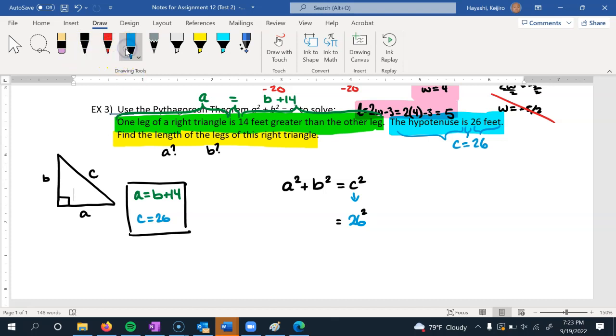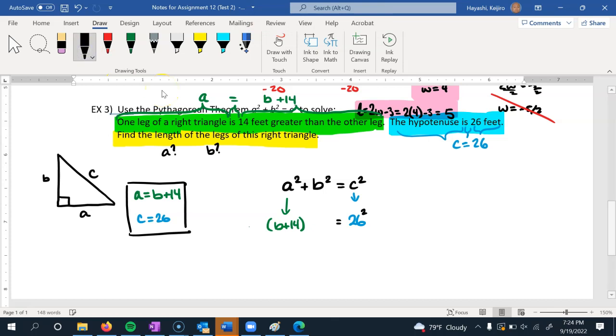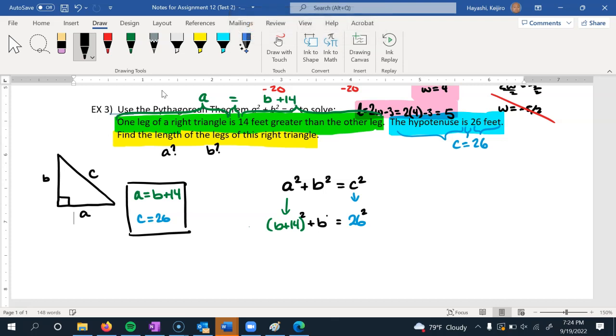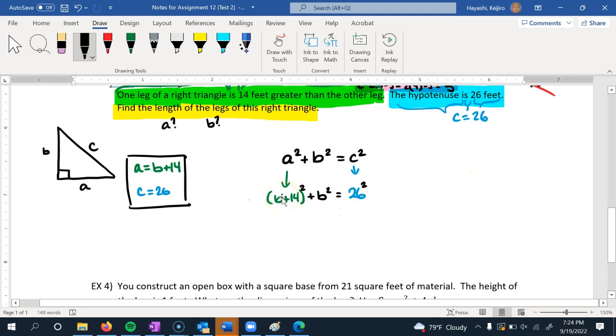Is there another way to express a? Right, according to that equation, where one of the legs is 14 longer than the other, instead of a, we can express that as b plus 14. And don't forget that that is also being squared, right? A was squared, so this b plus 14 will be squared. And b squared can just be b squared. So now b is the only variable in our equation, much like in the previous ones, w became the only variable in our equation.